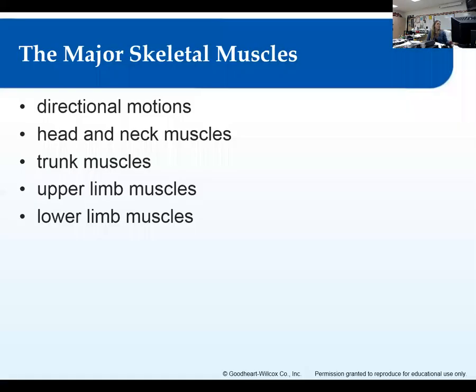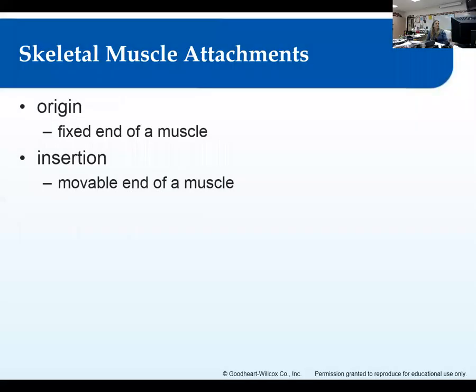All right, major skeletal muscles. So these are the different things we're going to talk about. Directional motions is what we're really going to focus on today, because we've already talked about the different muscles. And you guys may not be aware of this, but did you know we have more than 650 muscles in our body? And think about all the bones, then we got muscles. Pretty crazy to think about.